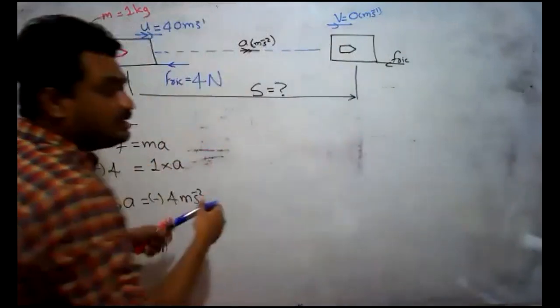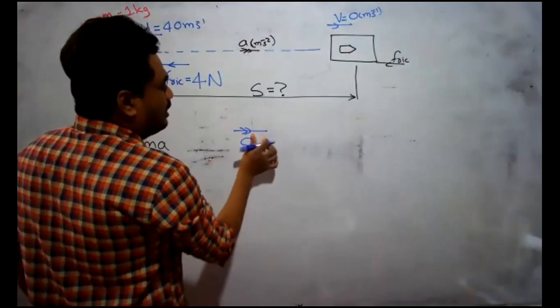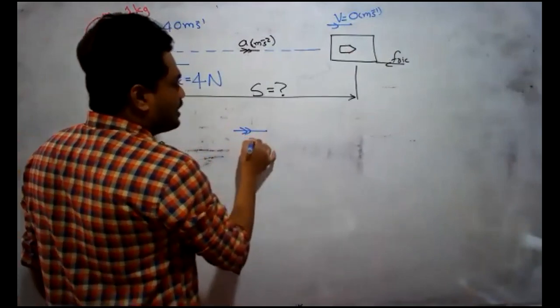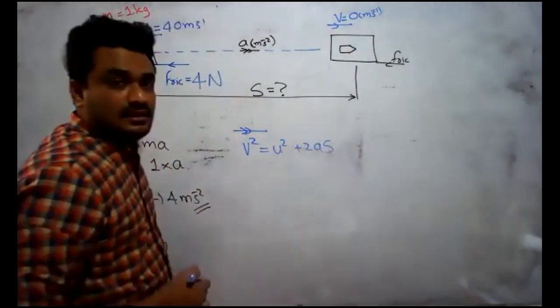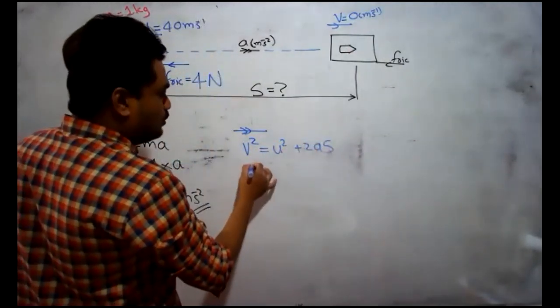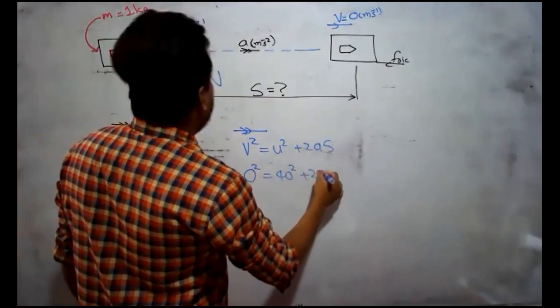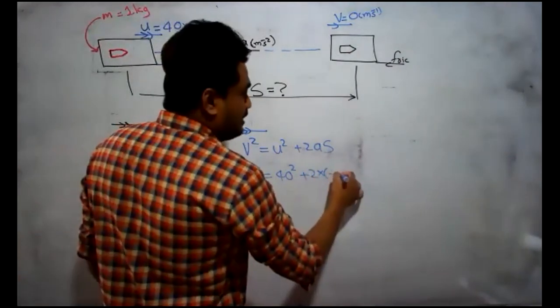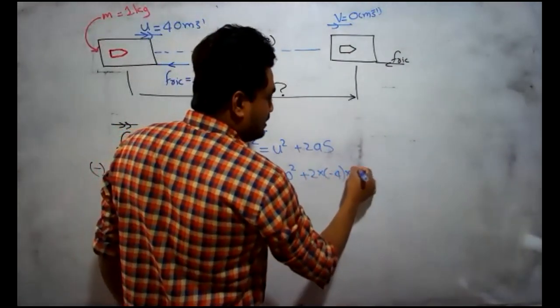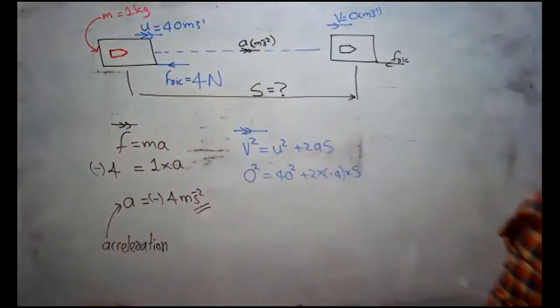So to find the distance traveled by the objects, we may apply the equation v squared equals u squared plus 2as. Final velocity is 0. Initial velocity is 40. Plus 2 times acceleration. It's not an acceleration, it's a deceleration. That is minus 4. s is the distance. Can you do the rest and find this s, dear? Give a try.